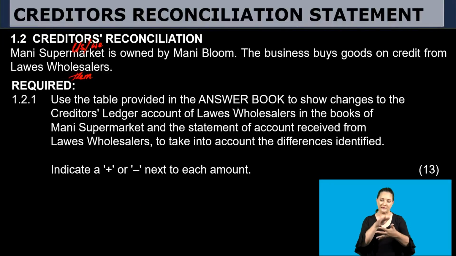In this case, we are required to use the table provided in the answer book to show the changes to the creditors ledger account of Lewis Wholesalers in the books of Money Supermarket and the statement of account received from Lewis Wholesalers to take into account the differences identified. Indicate with a plus or a minus next to each amount. And we stand to get 13 marks.